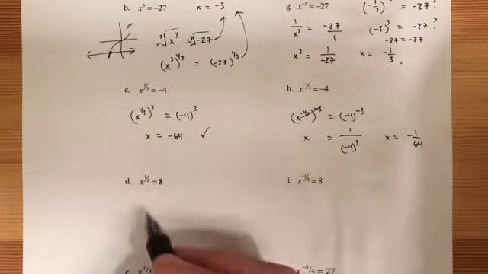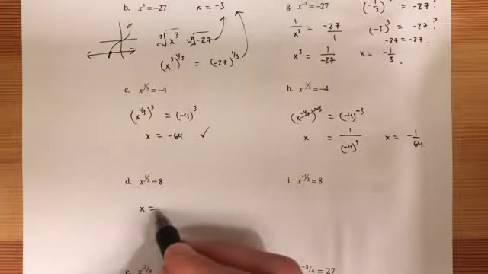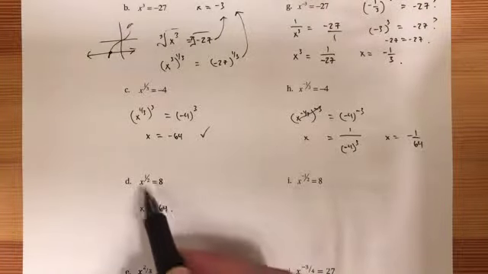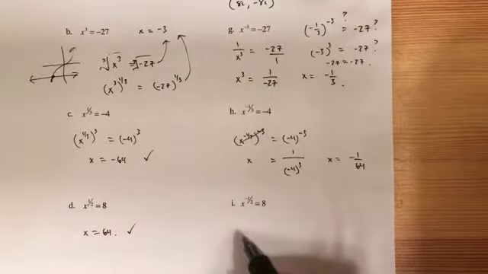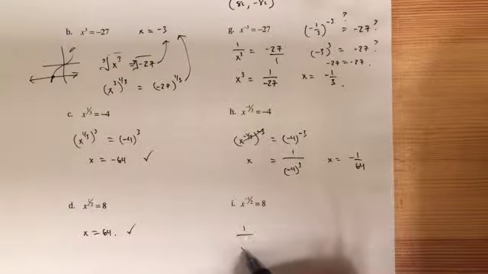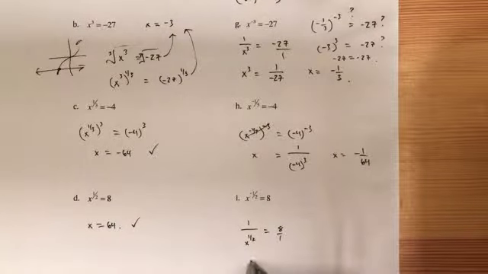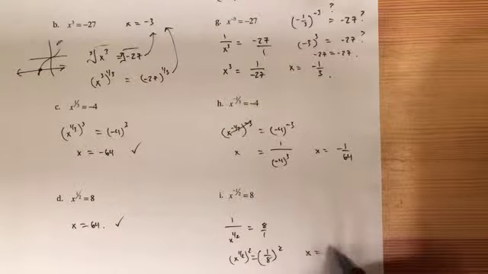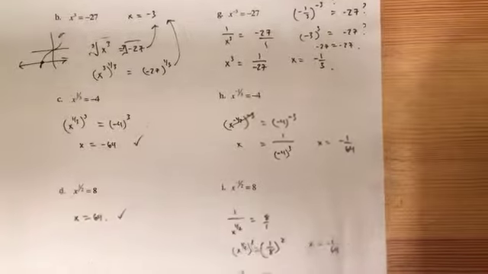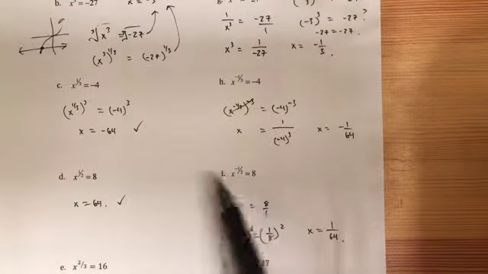X to the 1/2 equals 8. Well, square both sides, I should get x equals 64. Check my answer: is 64 to the 1/2 8? Yes, it is. X to the negative 1/2 equals 8. Well, that's now the same as 1 over x to the 1/2 equals 8 over 1. So then x to the 1/2 equals 1/8. I need to square both sides now, and I would get x equals 1 over 64. And that makes sense because basically this is just reciprocal equations.